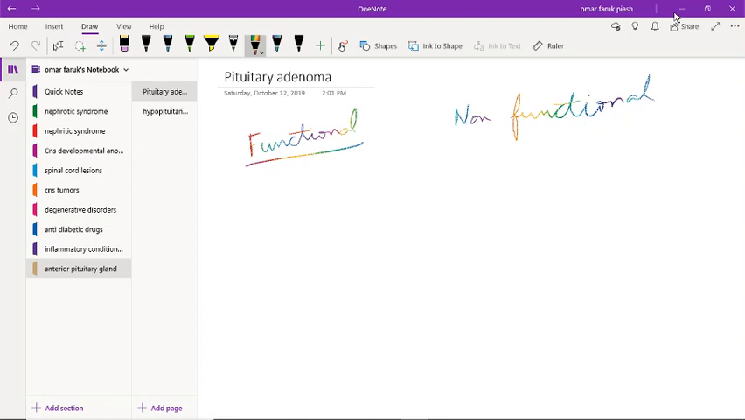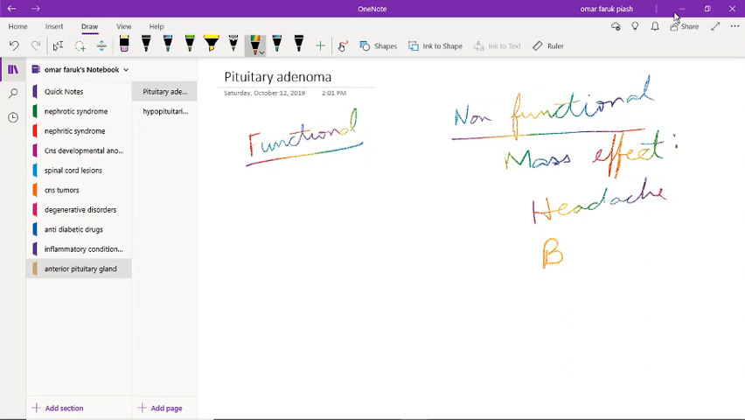First of all, I would like to discuss pituitary adenoma. In pituitary adenoma, there are functional and non-functional types. In non-functional tumors, there is mass effect. So as there is mass effect, the symptoms would be headache, bitemporal hemianopia and hypopituitarism.